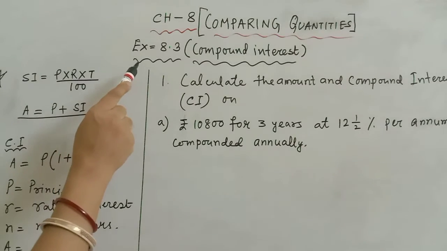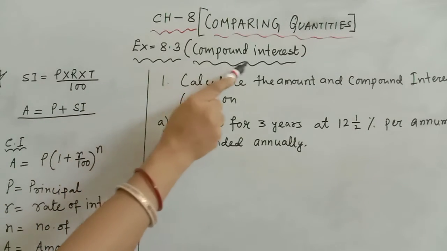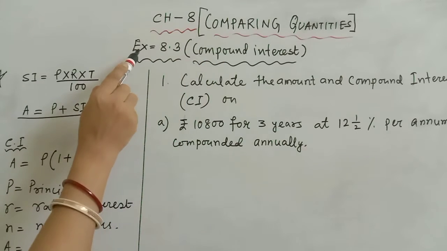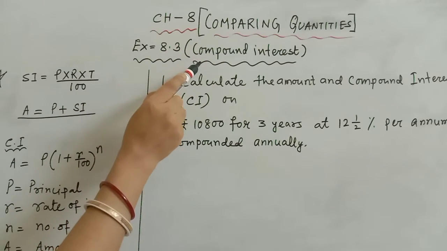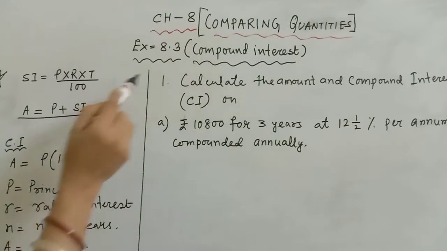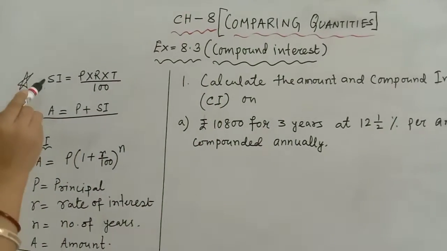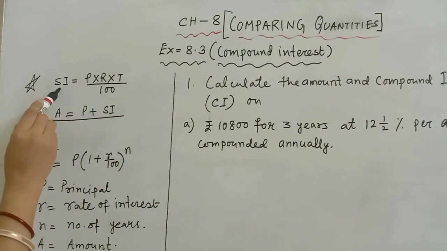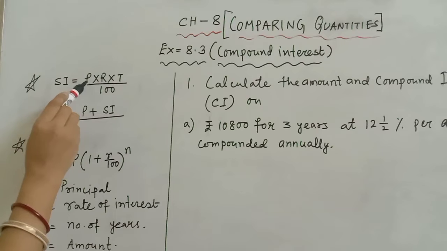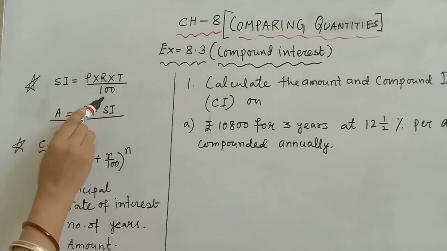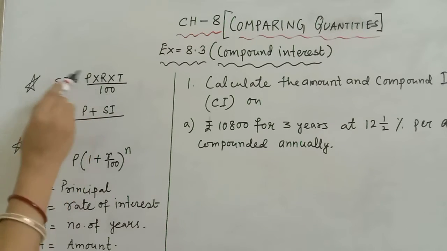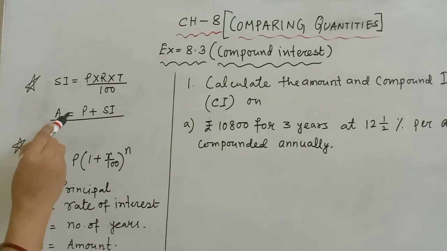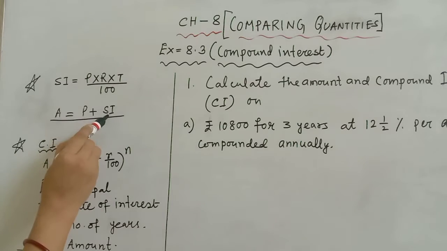Today we will start exercise 8.3, compound interest. Chapter 8, comparing quantities. This is a new exercise for you and the topic is also new. We are familiar from class 7 with simple interest and the formula to find the interest: simple interest is equal to principal into rate into time by 100, PRT by 100. And to find the total amount, means the whole money you have deposited, the principal and the simple interest.